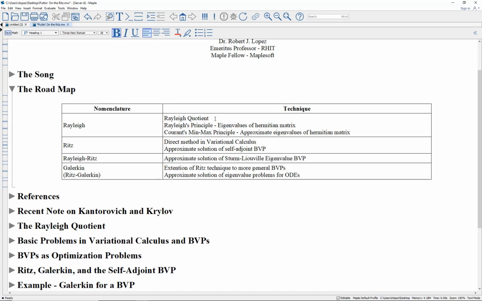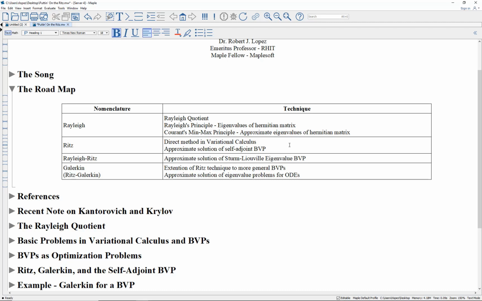Well, you have this thing called the Rayleigh Quotient. Then you have Rayleigh's principle for finding the eigenvalues of a Hermitian matrix. You even have Courant getting into the act with a min-max principle to approximate the eigenvalues of a Hermitian matrix. What did Ritz himself contribute here? A direct method in the variational calculus, and with it you can approximate solutions of self-adjoint boundary value problems.